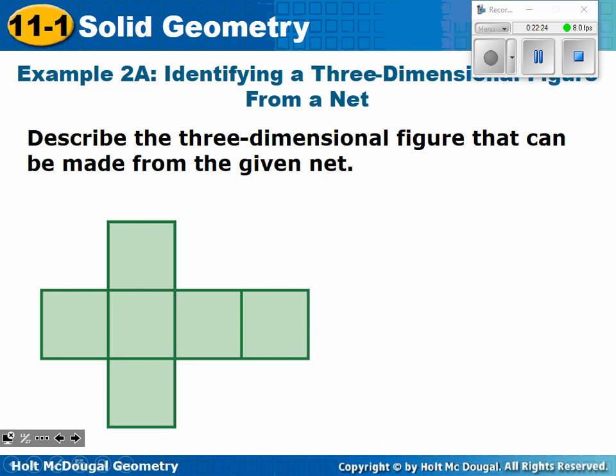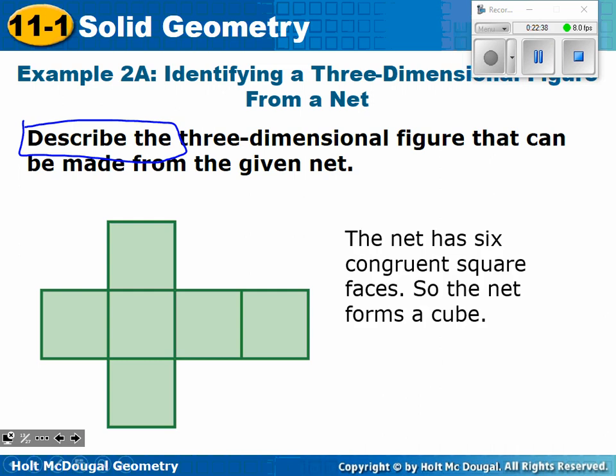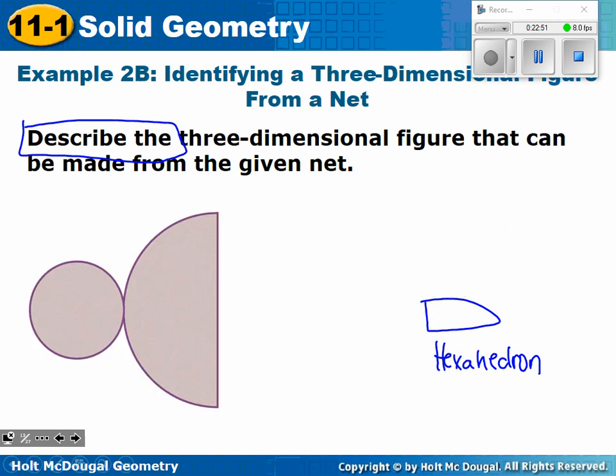So this one says describe the three-dimensional shape. That means classify it, name it. Hexahedron. To me, this does look like they're all squares, right? So I would agree that this is a hexahedron. The book's going to say cube, but you're going to say, that's a baby word. That's right. We are not babies. We are hexahedron all the way.